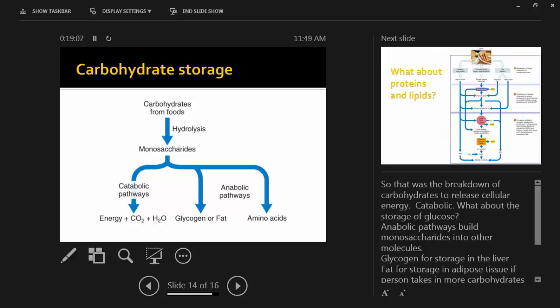So that was the whole process of cellular respiration. Breaking down the carbohydrates from food starts to happen by hydrolysis, and then you have monosaccharides, right? So now you've broken down into monosaccharides, and if you go into that catabolic pathway, that breakdown pathway, you make that ATP and the CO2 and the H2O. So this is a cellular respiration part.